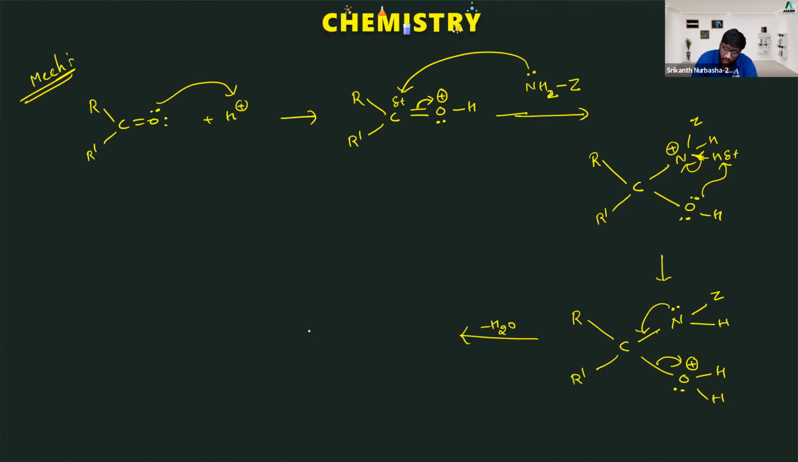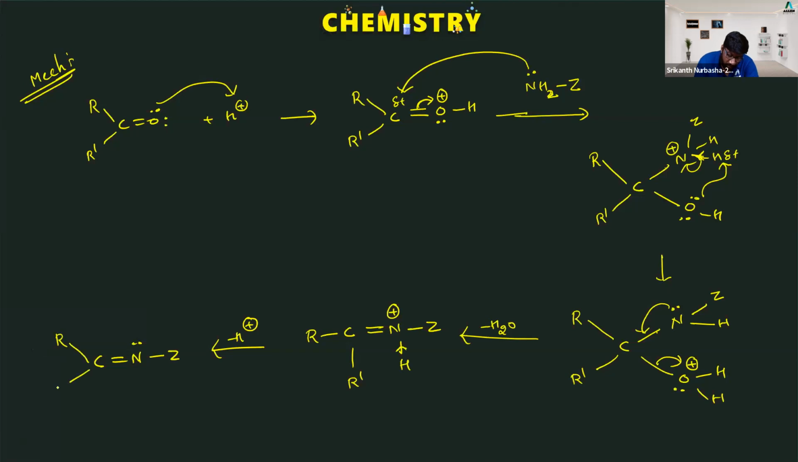Loss of water will form R, C, R dash. The carbon and nitrogen will now have a double bond, C double bond N. Nitrogen is connected with some Z group, and also connected with a hydrogen. But what happened to the lone pair of electrons on nitrogen? They were involved in the pi bond, so nitrogen will have a positive charge. That positive charge on nitrogen is unstable, so the N-H electron density is going to be cleaved. So loss of H plus occurs, generating R, C, R dash, C double bond N. Nitrogen regains its lone pair, and the N-Z bond is present as it is.